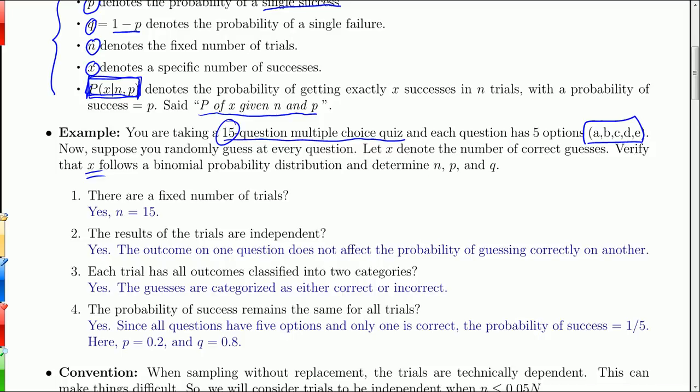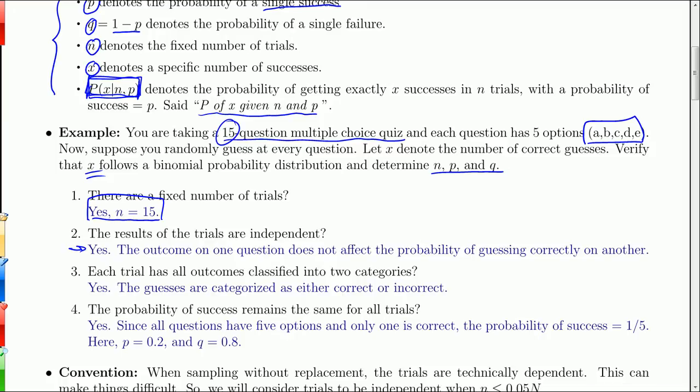So verify that x, which is the number of correct guesses, follows a binomial probability distribution, and then I want you to determine n, p, and q. First, are there a fixed number of trials? Yes. This quiz has 15 questions, and then I'm done. Are the results of the trials independent? Yes. Getting one answer correct does not change the probability of getting the next answer correct.